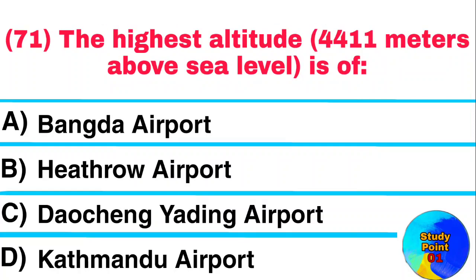Question. The highest altitude 4,411 meters above sea level is of A. Bangda Airport. B. Heathrow Airport. C. Daocheng Yading Airport. D. Kathmandu Airport. Answer. Daocheng Yading Airport.